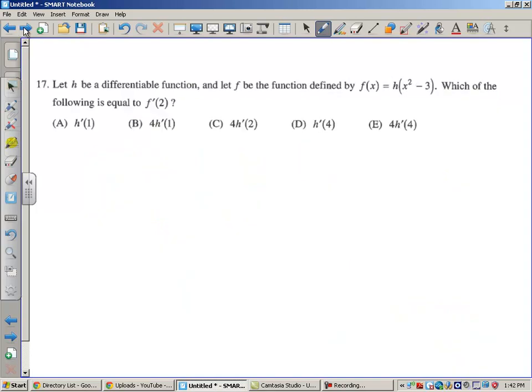Okay, let's do another chain rule practice. I want to find the derivative of f, where f is h of x squared minus 3. So let's first of all find f prime of x. That's going to equal h prime of x squared minus 3. Again, the chain rule says take the derivative of the outside function and leave everything else inside alone, and then multiply this times the derivative of the inside function with respect to x.